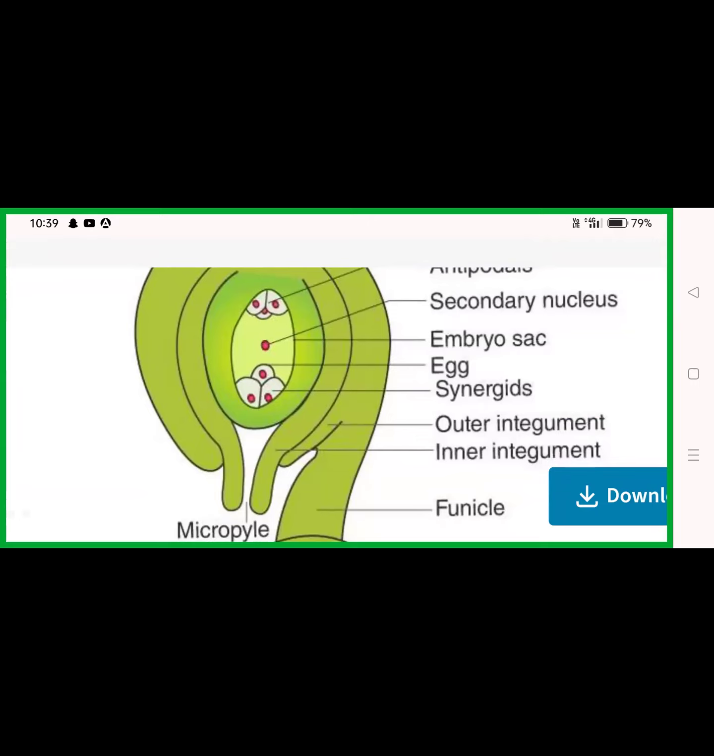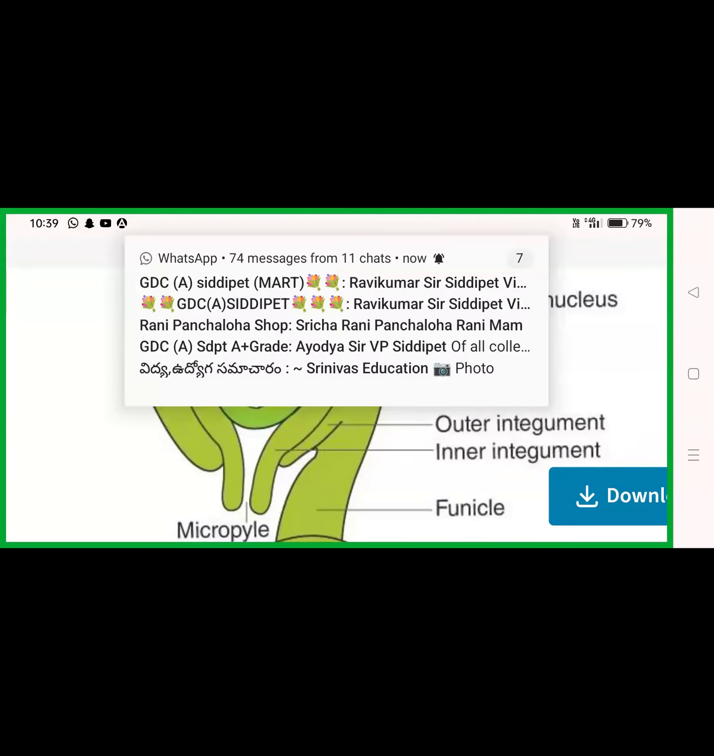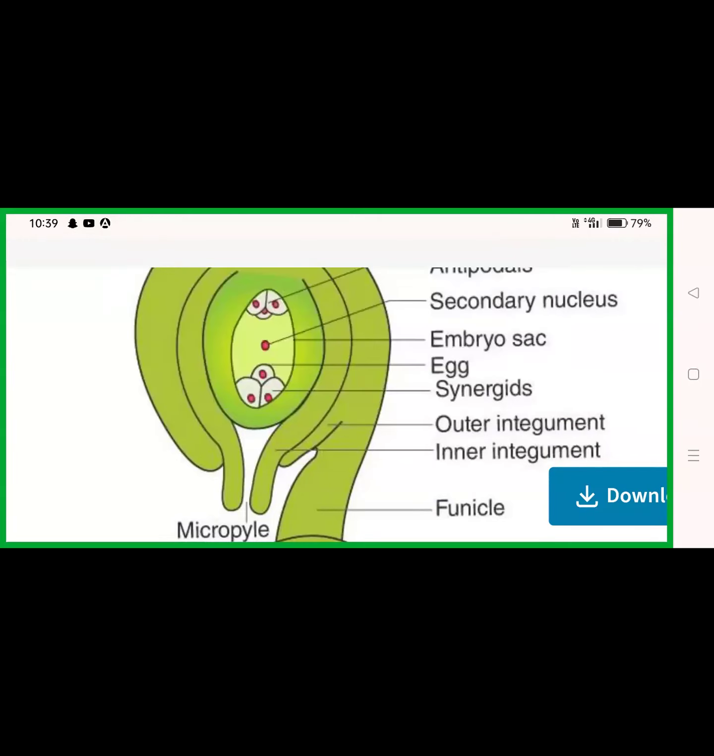Antipodals are usually three in number and are present towards the chalazal end of the embryo sac. These cells usually do not have a specific function and are short-lived. Rarely they become persistent and show secretory activity. Okay, the upper three cells are called antipodals, present towards the chalazal end of the embryo sac. These cells usually do not have a specific function.